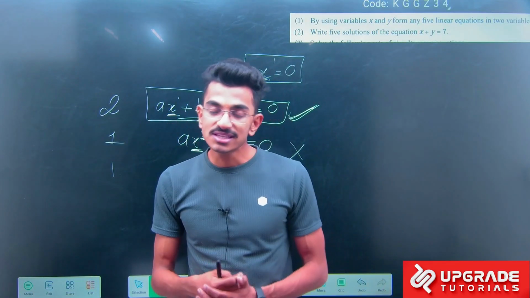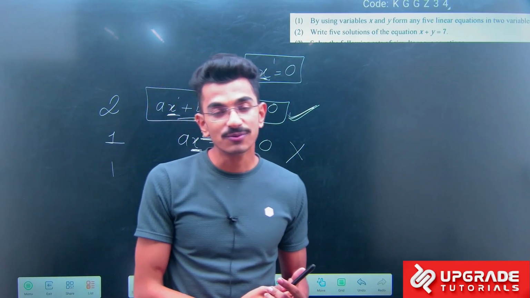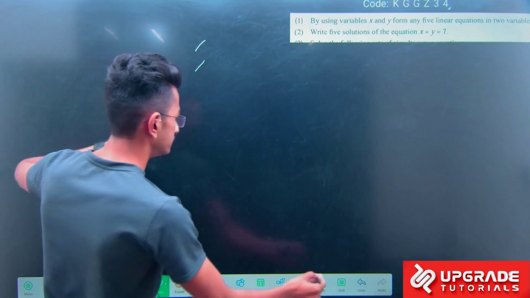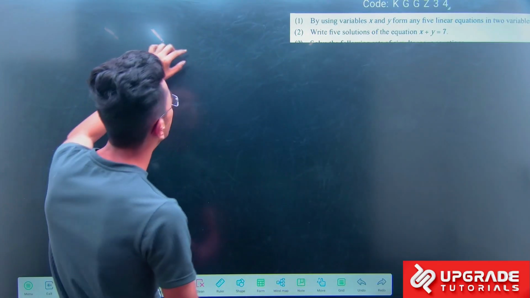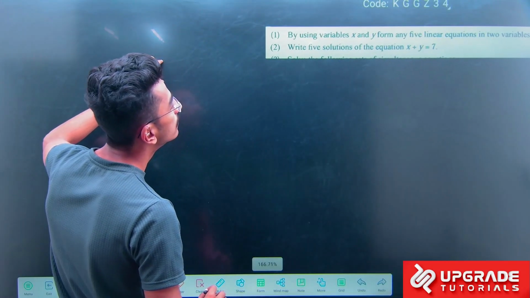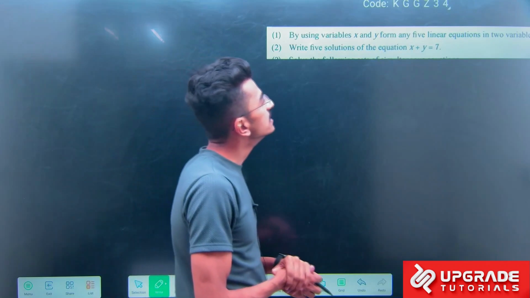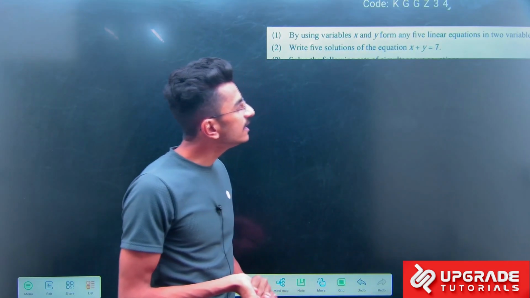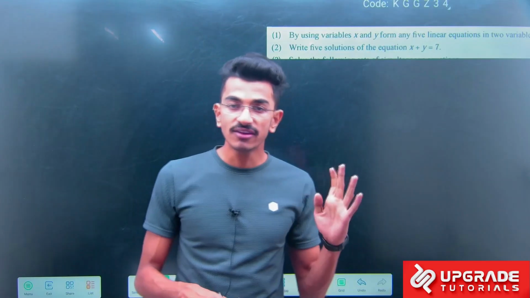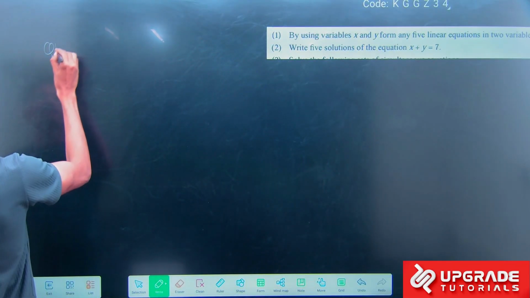So in this chapter we are going to find these two variables, solving these linear equations in a very easy method. Now, by using variables x and y, form any 5 linear equations in two variables. They have given the variables. What are the two variables? I'll write step by step.